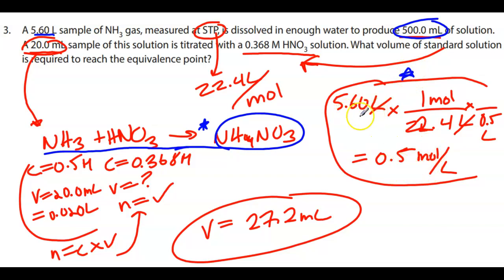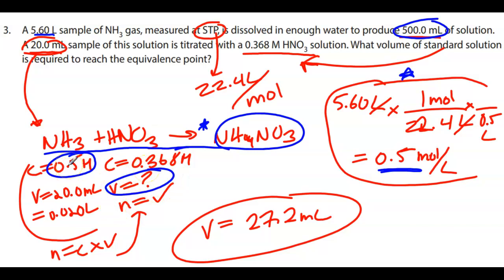So you have your volume of gas. Here's our 1 mole for every 22.4 liters. That would give us moles, and that is in 500 milliliters, which is 0.5 liters. So in that respect, we calculated the concentration. They told us that a 20 milliliter sample of that gas was being titrated, and we had the concentration of HNO3 that was given to us. And we're looking for the volume of HNO3.